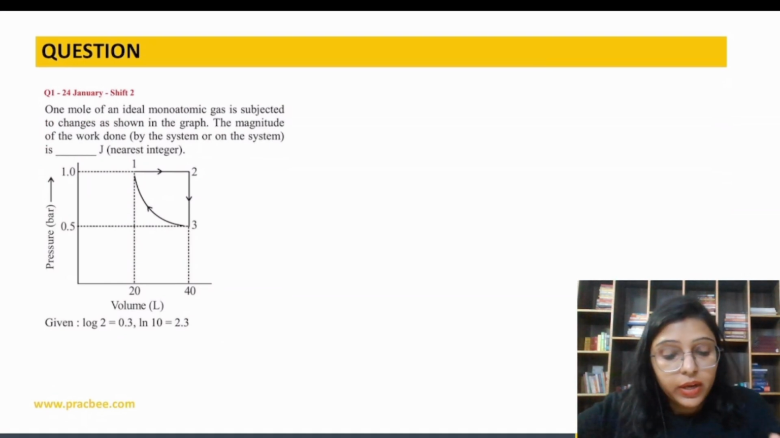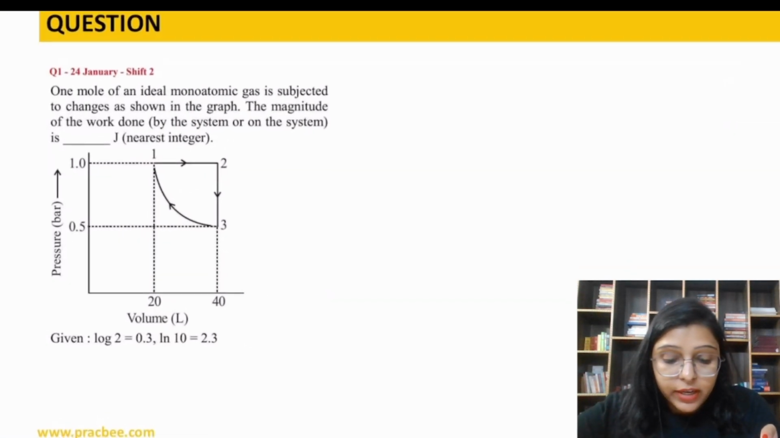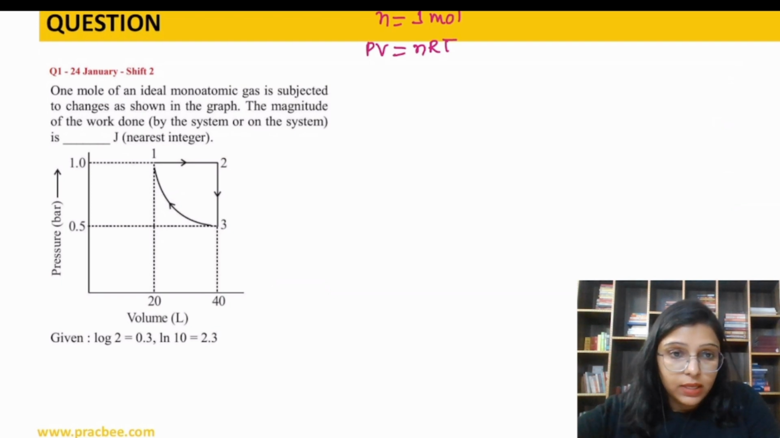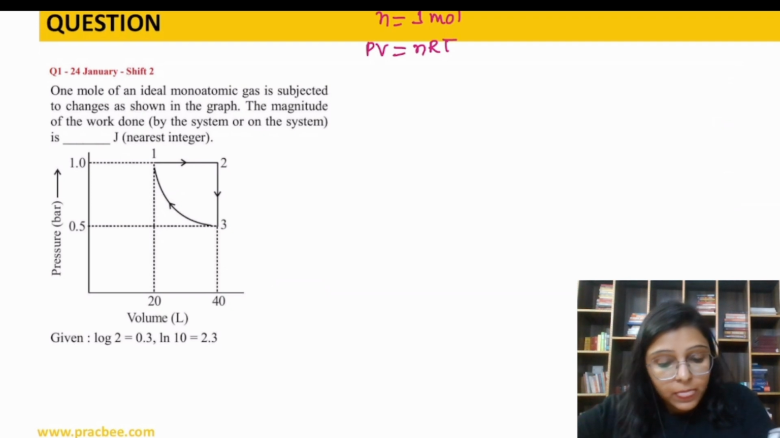The question number 1: 1 mole of an ideal monoatomic gas is subjected to changes as shown in the graph. The magnitude of the work done by the system or on the system is. So basically 1 mole of an ideal monoatomic gas, n is equal to 1 mole. It's ideal, so it means PV is equal to nRT, and it's a monoatomic gas. So see how to solve this.